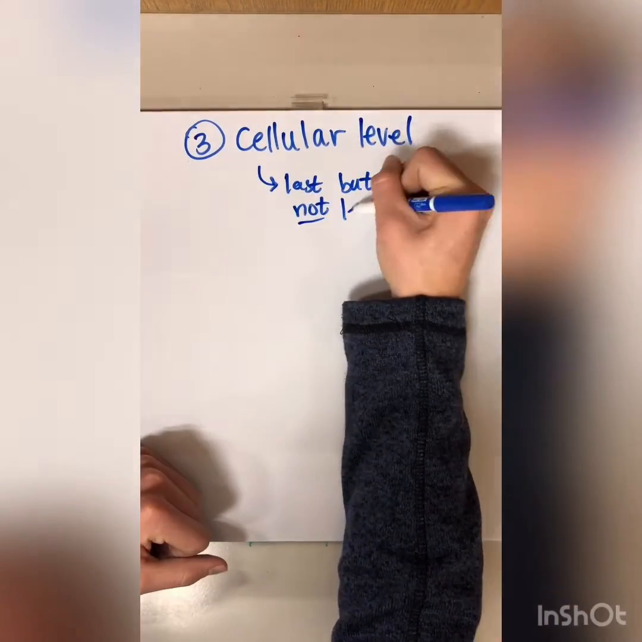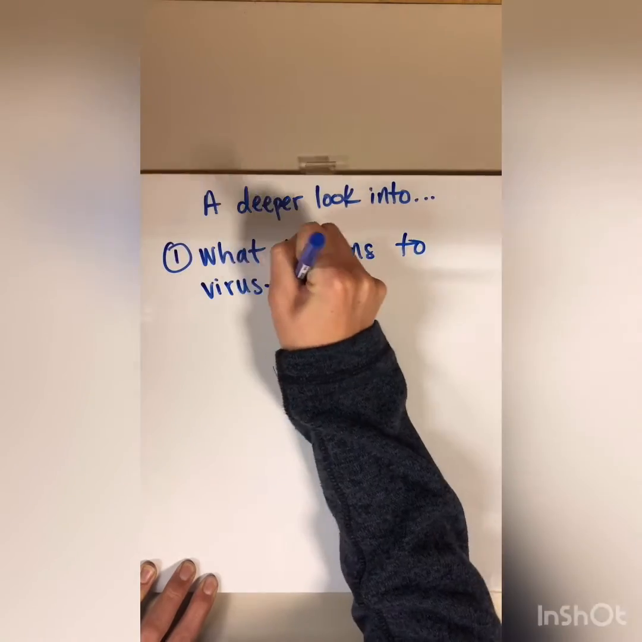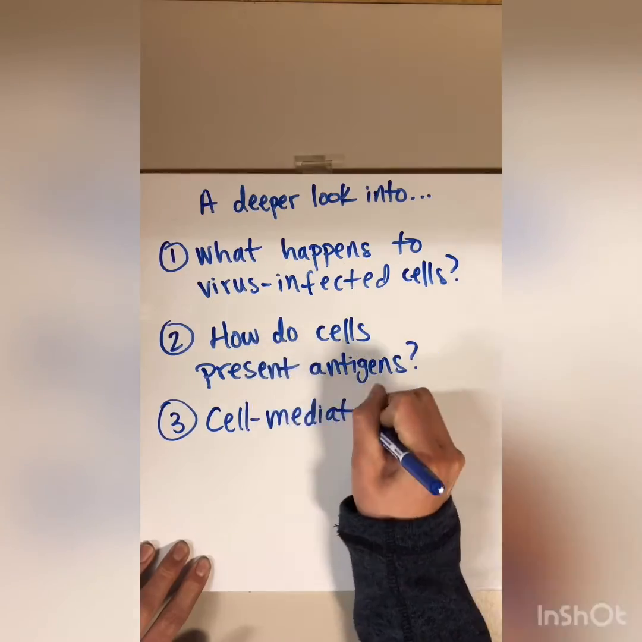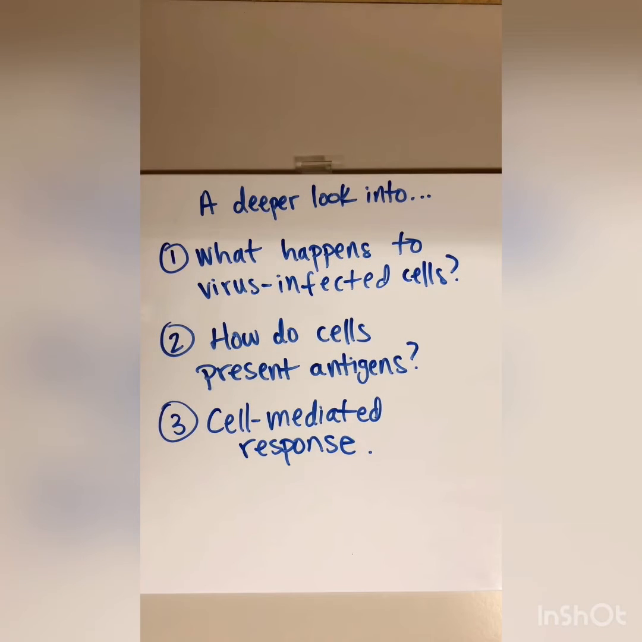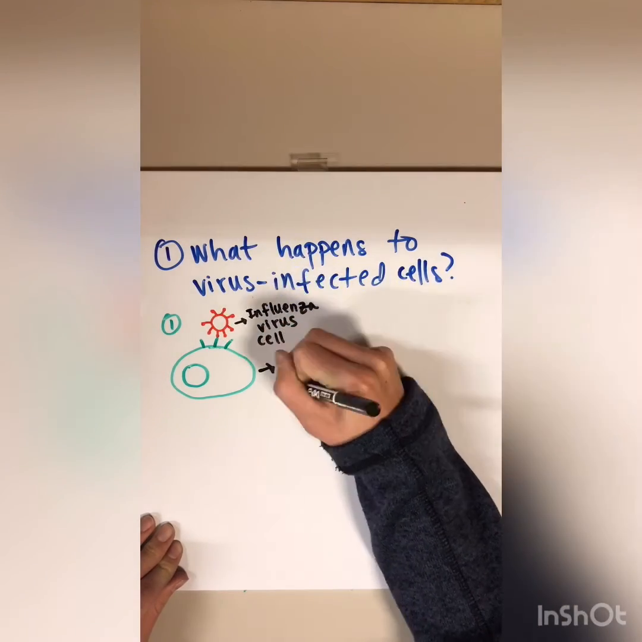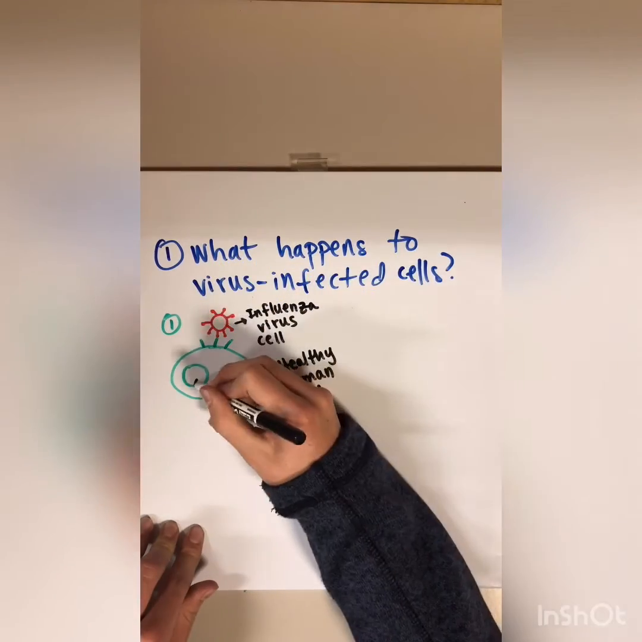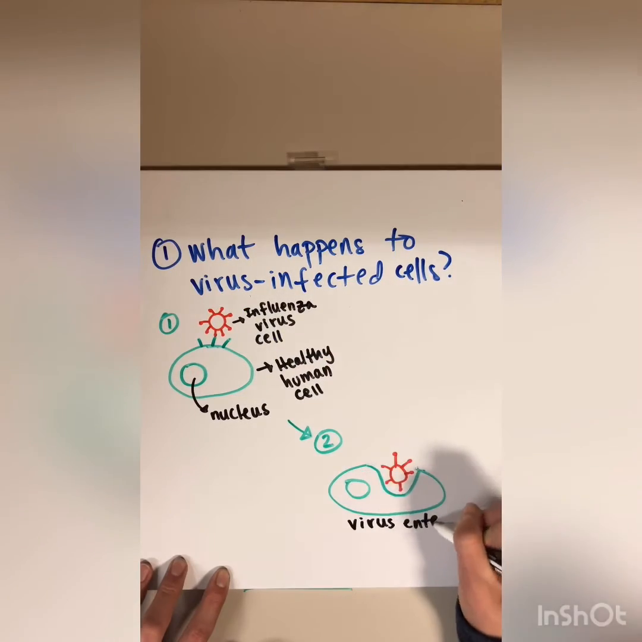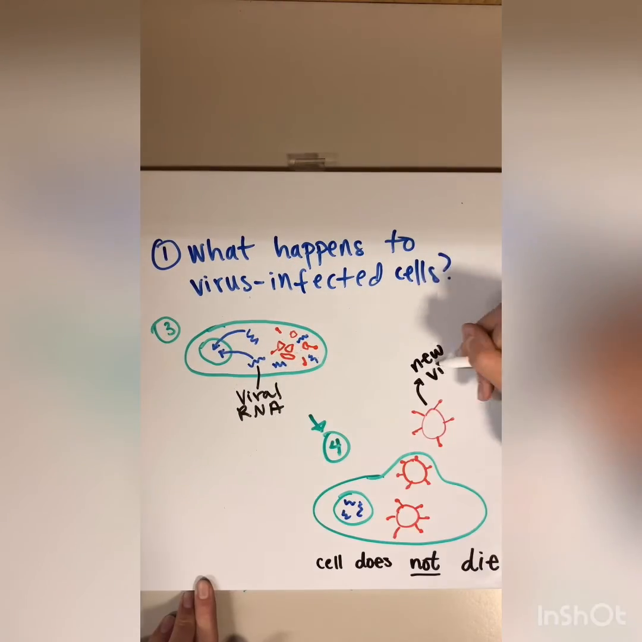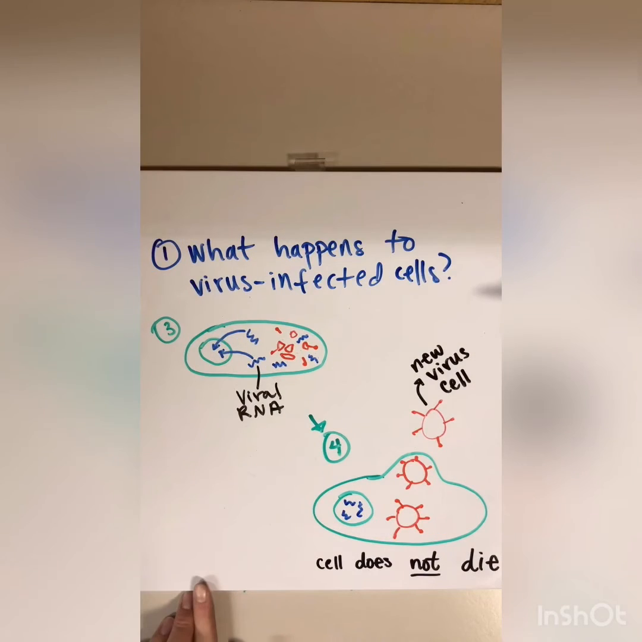Finally, let's move from the organ tissue level to the cellular level. On the cellular level, we're going to take a closer look at what exactly happens to healthy cells infected by the influenza virus, how cells present antigens, and the cell-mediated response. When an influenza cell and a healthy cell come in contact, H proteins on the membrane of the influenza cell bind to receptors on the healthy cell, allowing an entrance into the cell. Now the RNA can enter the cell's nucleus, replicate, and create more influenza cells to go out and infect other cells.